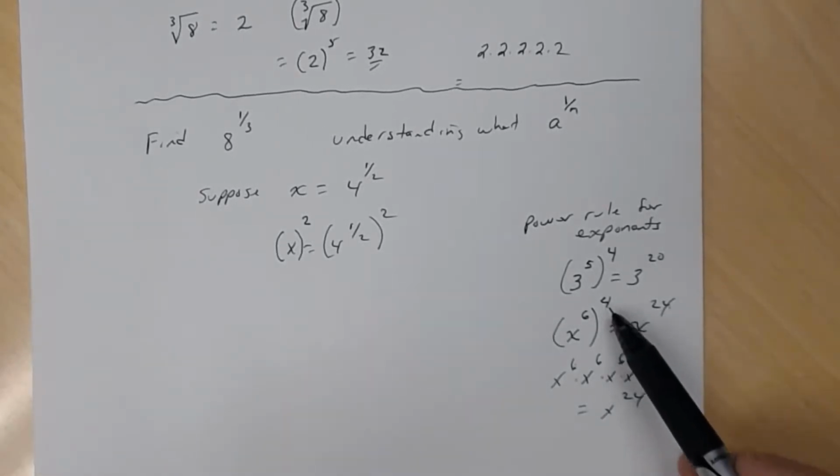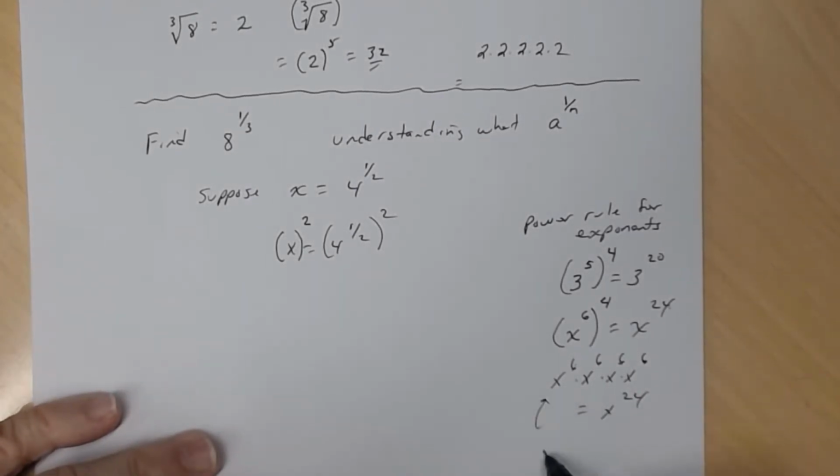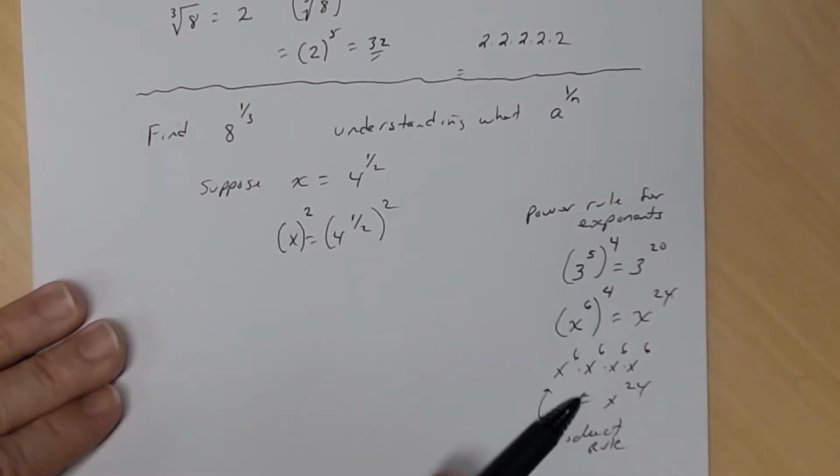So that's why this power rule applies, because you also learned this, and then you learned the power rule. So this right here is called the product rule for exponents. Okay, so that was a quick review from a previous course.